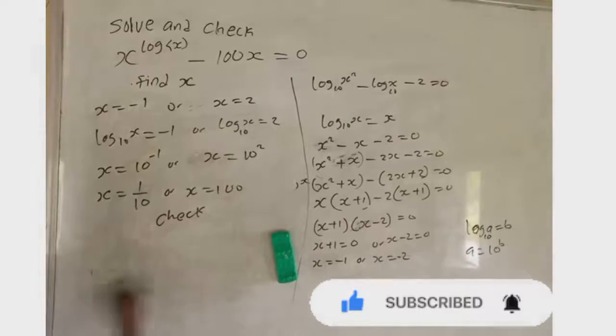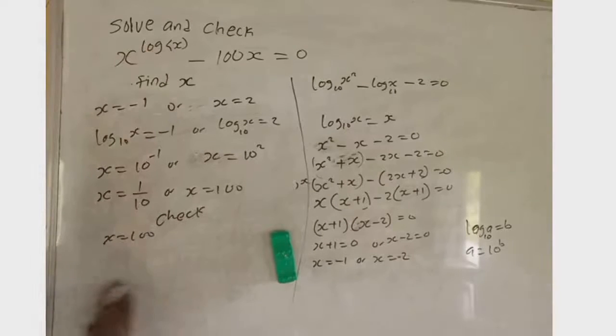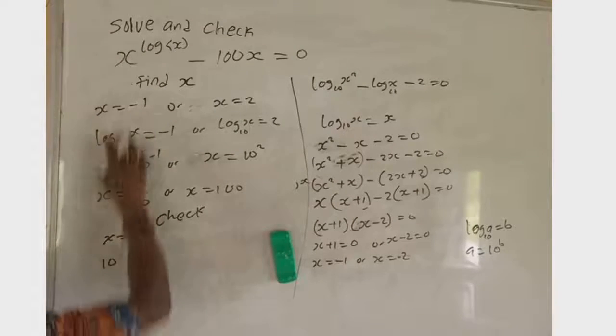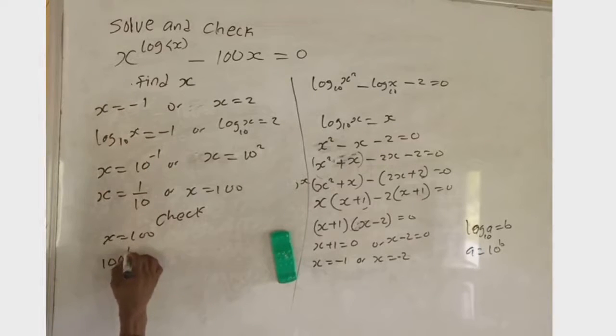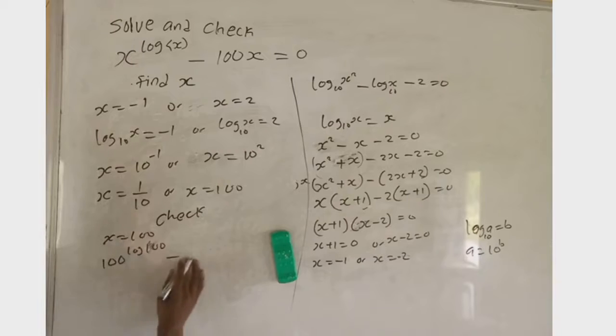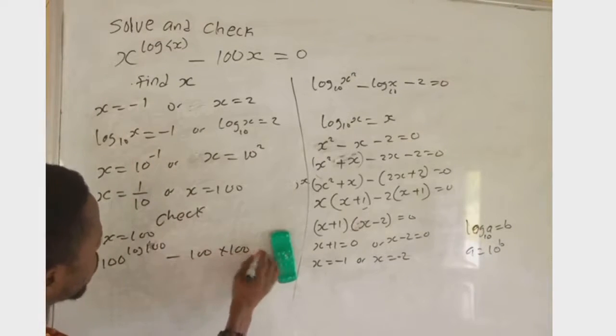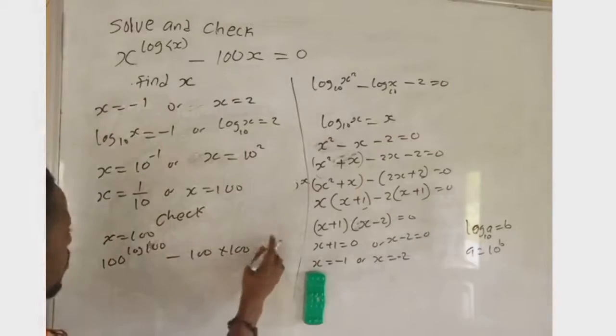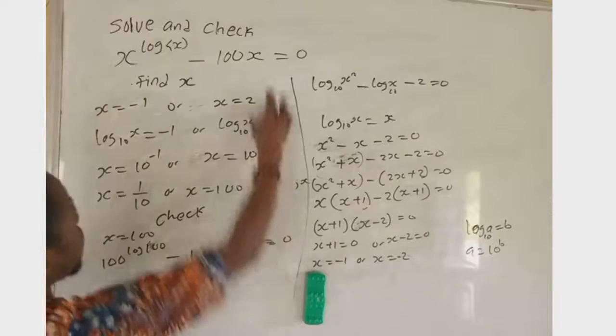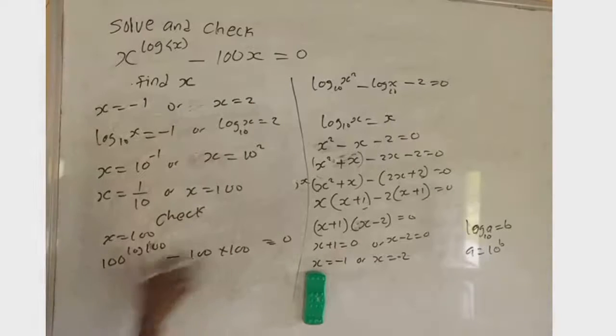So let's do the checking now. So now when you say our s is equal to 100, let's put 100 here. We have our log, we have s here, we have 100 with our log of 100, minus 100 multiplied by 100. So let's do it then. Maybe this one will be equal to 0 here. So let's solve this one.